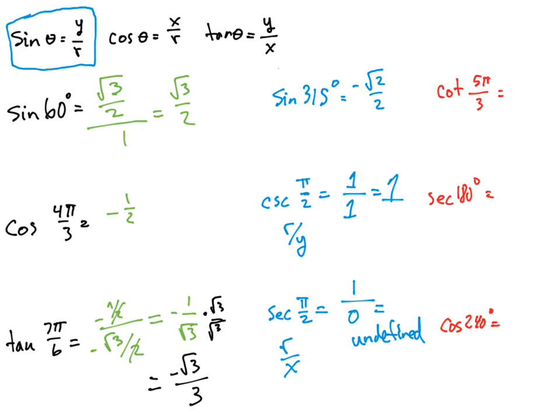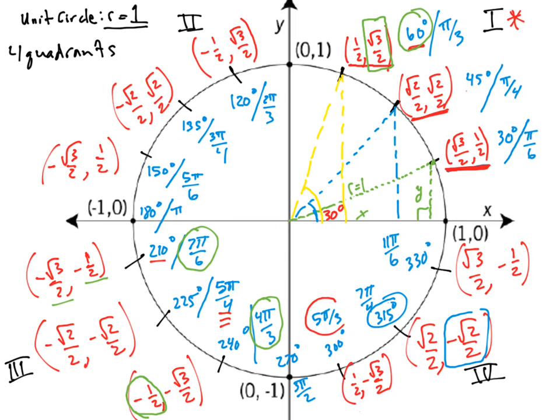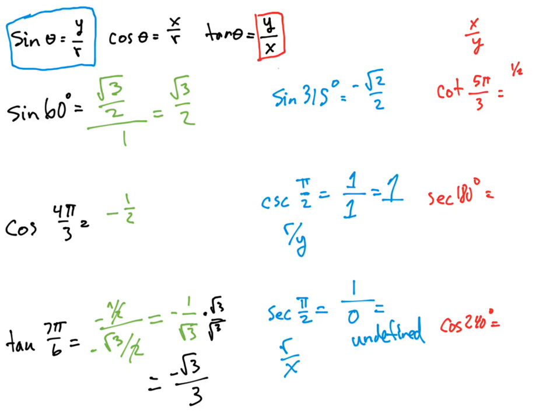And then 3 more. Cotangent at 5 pi over 3. Well, cotangent is just the reciprocal of tangent here. So we're going to say that's x over y at 5 pi over 3. 5 pi over 3, down here in quadrant 4, we said x over y, so 1/2 over -root 3 over 2. I'll let you rationalize this on your own, but you're going to end up seeing that this is root 3 over 3, and that's negative. So cotangent at 5 pi over 3 is -root 3 over 3.